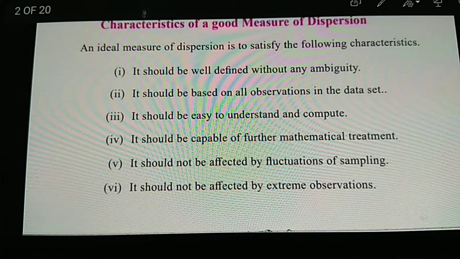The fourth one, it should be capable of further mathematical treatment. Fifth one, it should not be affected by fluctuation of sampling. The sixth one, it should not be affected by extreme observations.